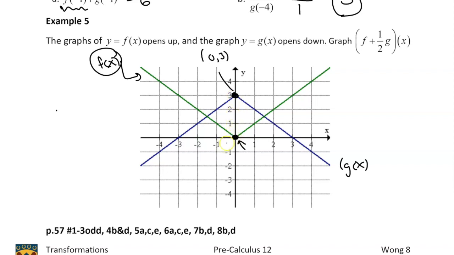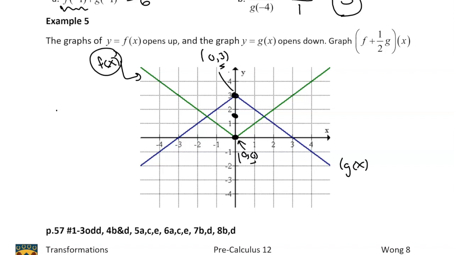And if you add that to this 0 value, you're going to get an answer right there at 1.5. Okay, and I got that by going 0 plus half of 3. So you're taking common x values, and then you're going to find out what their new y value is going to be. Let's do another point here.